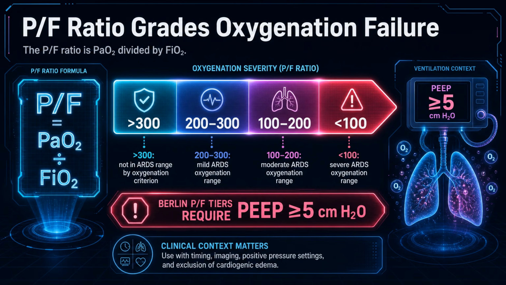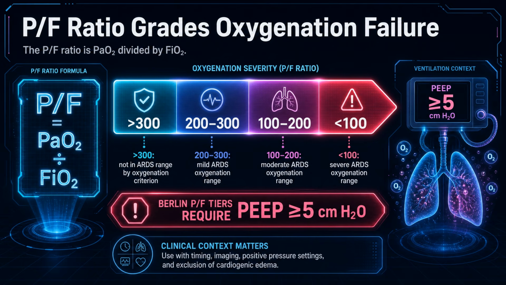The P/F ratio is arterial oxygen divided by fraction of inspired oxygen. A ratio above 300 is not in the ARDS oxygenation range. 200 to 300 is mild. 100 to 200 is moderate. Less than 100 is severe. But do not use the ratio in isolation.